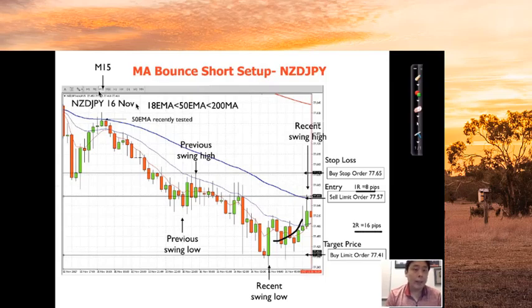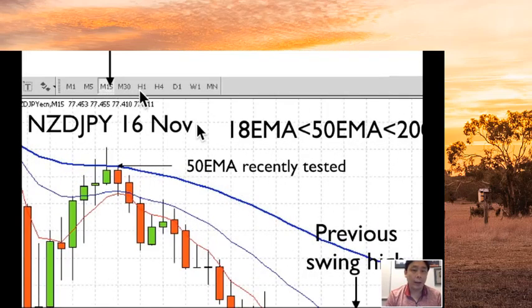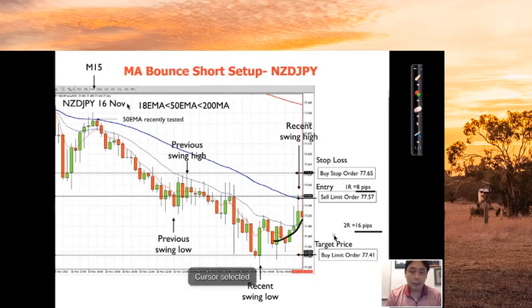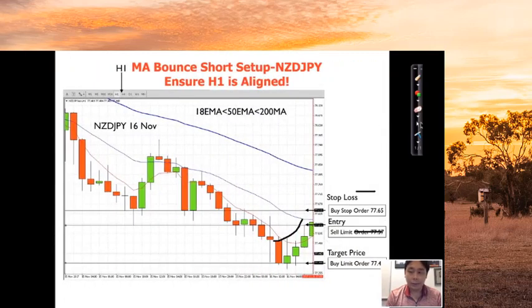Next, we check on the hourly candles. So click on H1. And on the hourly candles, you also want to ensure a downtrend. H1 must be aligned to M15. So on the H1 candles, the 18 EMA, which is the blue line, is below the 50, and the 50 below the 200. Now you can't see the 200, it's somewhere up there, but they're all in a very clear downtrend sequence, okay?